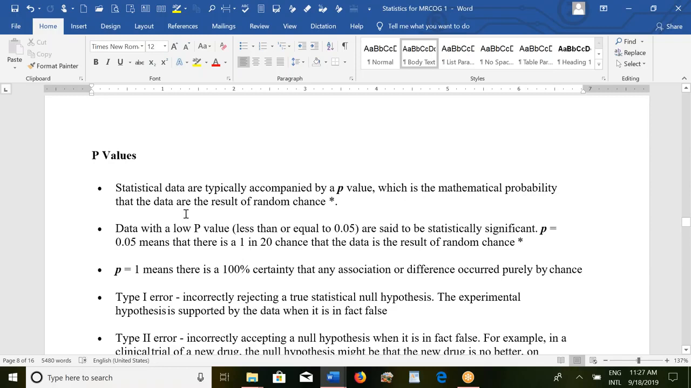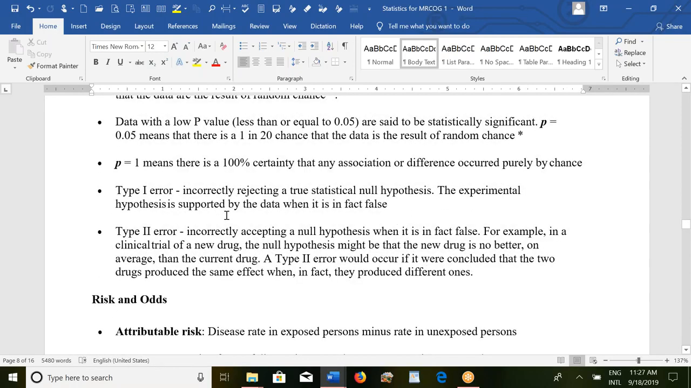So we have done the study and the data is reliable, and there is very little chance that things have happened by chance. A p-value of 1 means that there is a 100% certainty that any association or difference occurred purely by chance. Then there are types of errors: type 1 error or type 2 error. Type 1 error means incorrectly rejecting a true null hypothesis. The experimental hypothesis is supported by the data when it is in fact false.